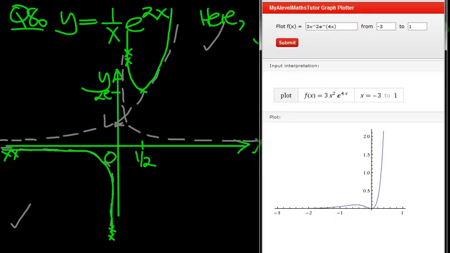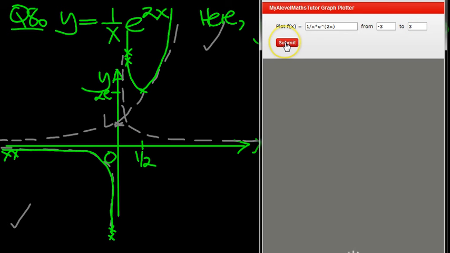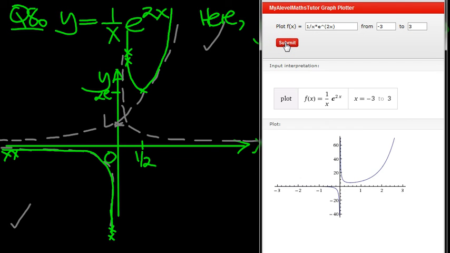So let's have a look at the widget. 1 over x e to the 2x then. 1 divided by x times e to the power bracket 2x close bracket. Let's see if it's interpreted that correctly. We'll do from minus 3 say to 3. We'll probably have to change that in a moment. 1 over x e to the 2x, it's got it correctly, and we can see the essence of the curve, can't we? Yeah. The minimum, yeah, that was fine. Good.